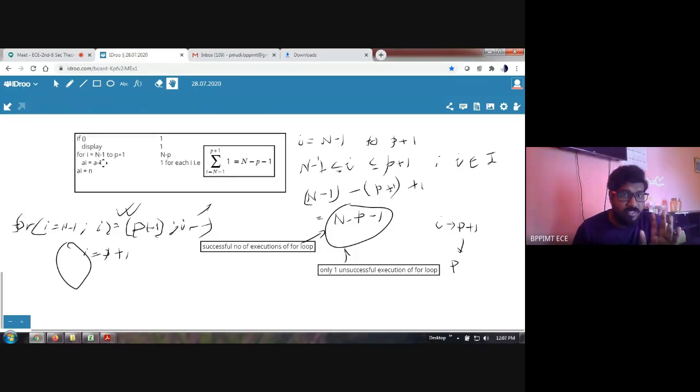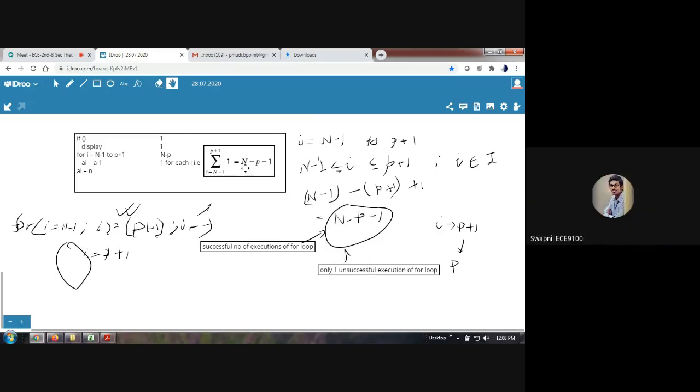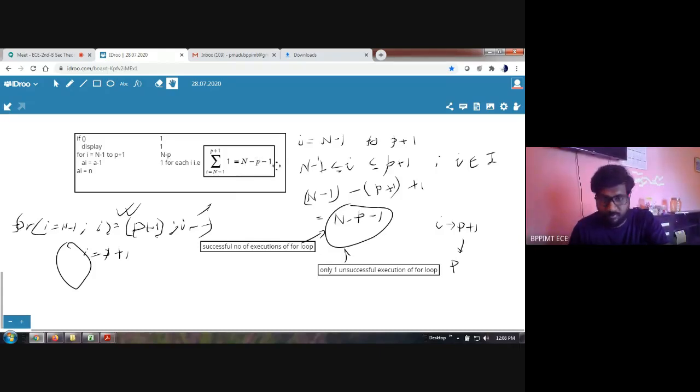But whatever statements are written inside the for block, those are getting executed one less as compared to the for statement, right? Whatever statements are present inside the for block, those will only be executed for all the successful executions of for. Those will not be executed for this one unsuccessful execution of the for loop. That's why it is one less. So n minus p minus 1.